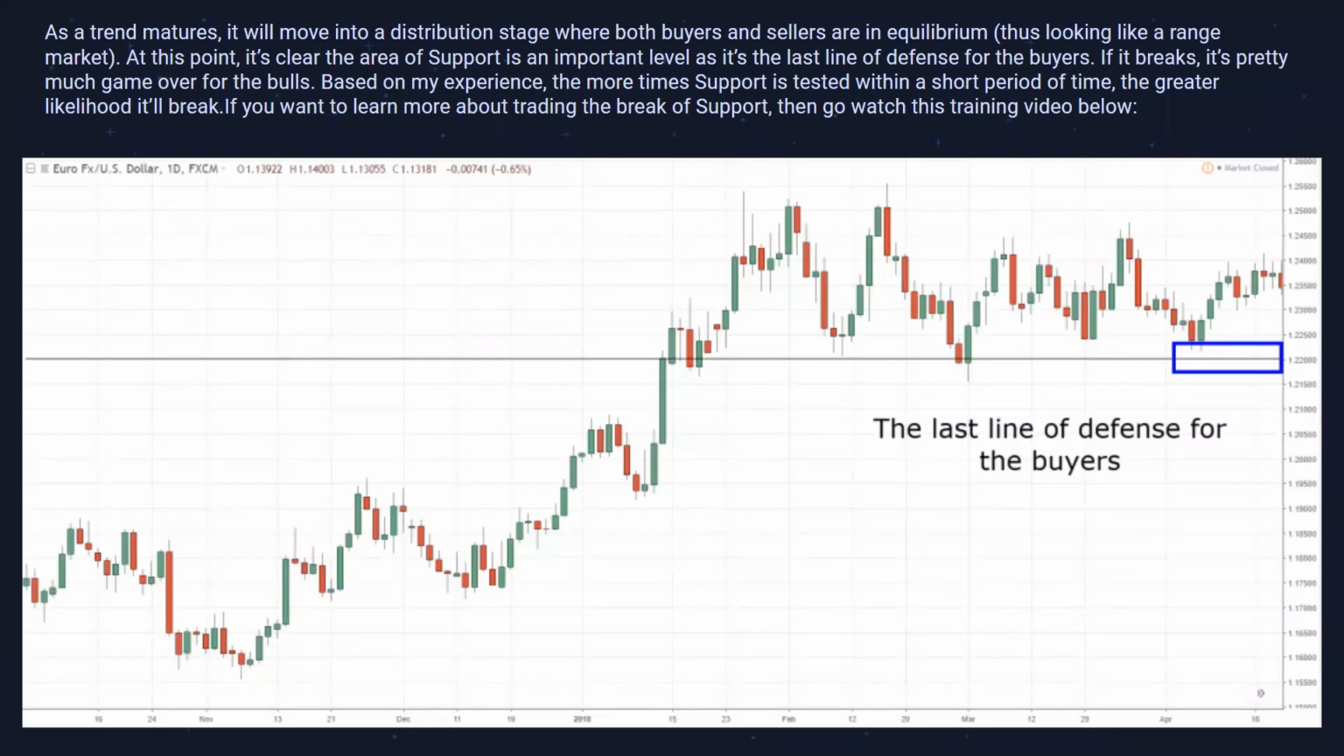Based on my experience, the more times support is tested within a short period of time, the greater the likelihood it's going to break. If you want to learn more about trading the break of support, then go watch that video that I made about support and resistance. Okay, but look at this right here. It's hitting this support over and over and over again, right? That's what we're talking about. So the more it keeps on testing the same support, it's usually going to reverse and go below that. It's usually not going to just hit this support over and over again for too long and keep on going up. And that's your last line of defense.